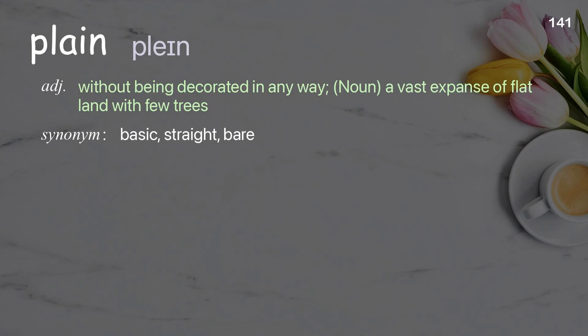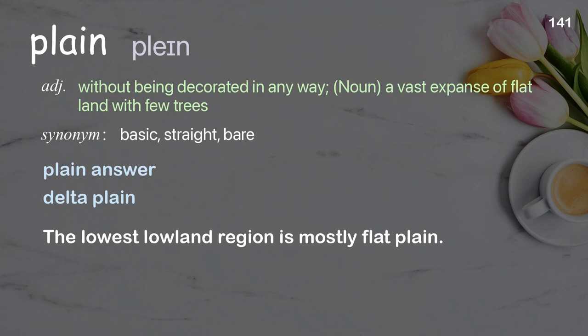Plain. Without being decorated in any way, noun, a vast expanse of flat land with few trees. Examples: plain answer, delta plain. The lowest lowland region is mostly flat plain.